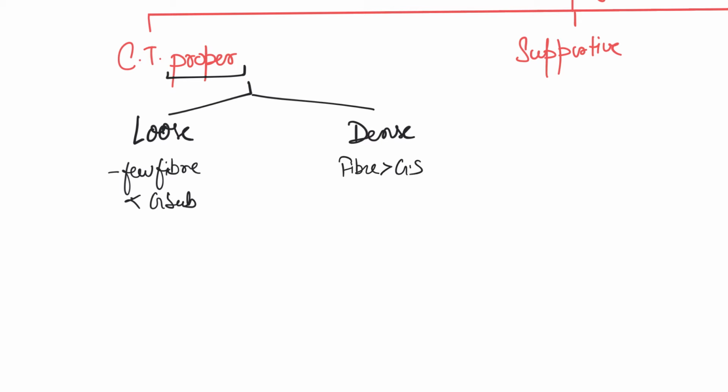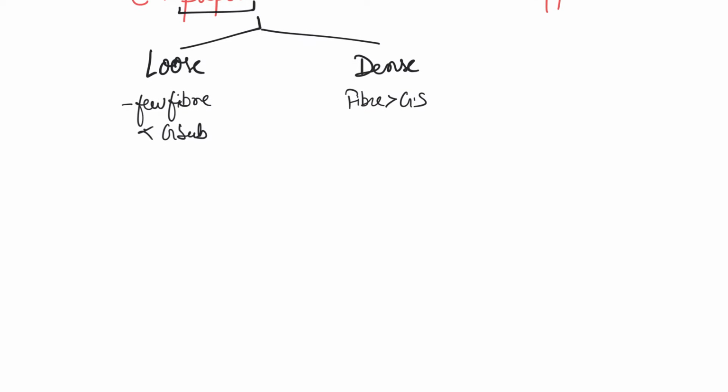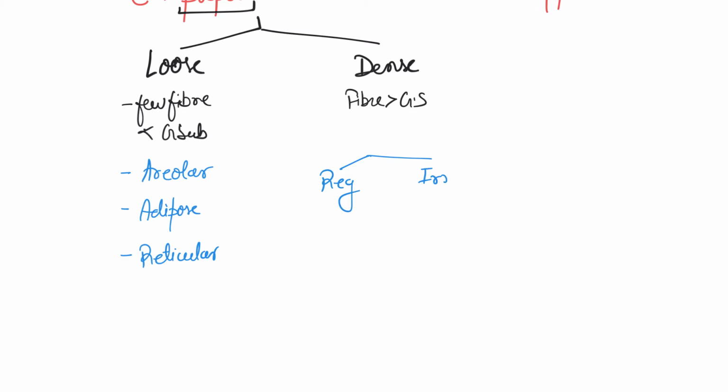More ground substance. Now they are further subclassified into different categories, and we are going to deal with each category, don't worry. So you'll hear the word areolar, open spaces, the ones that fill the space between the organs. Adipose, the one beneath your skin which stores all the fat. And reticular, we'll talk about reticular as well. Dense connective tissues could be regular or irregular. You could also have elastic.